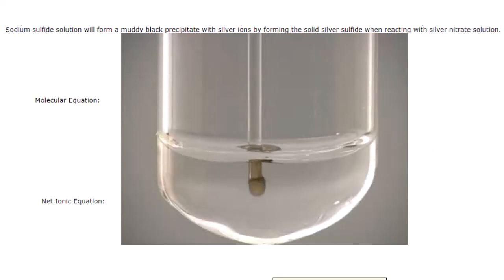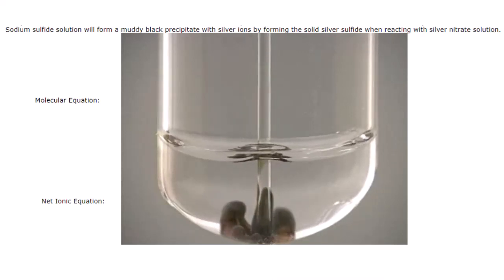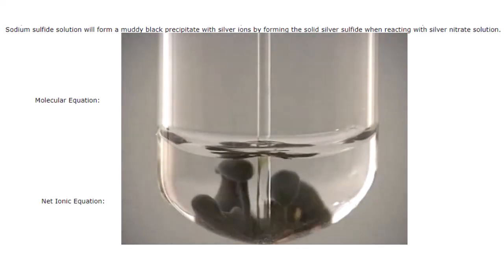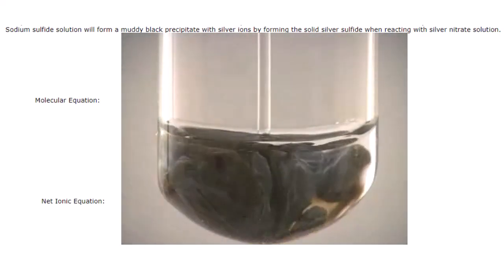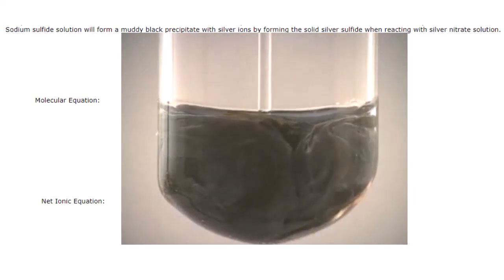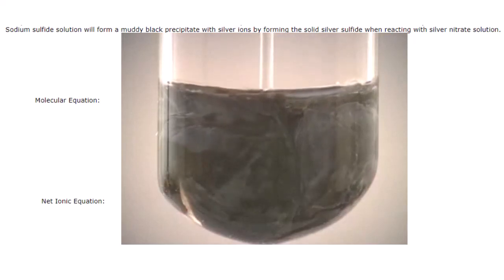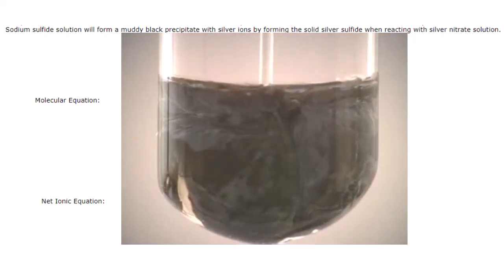You can see the clear silver nitrate in the bottom of this test tube, and then they're going to squirt sodium sulfide solution, which again is clear, into it, and look at that, a muddy black precipitate. 2 clear solutions make a precipitate, the silver sulfide, and our nitrates and sodium will be spectator ions. But now on to the chemistry.